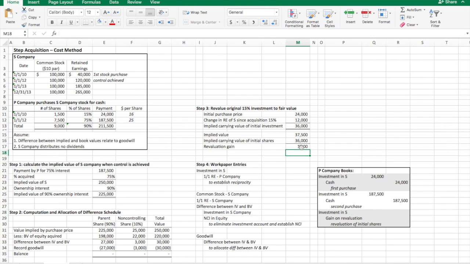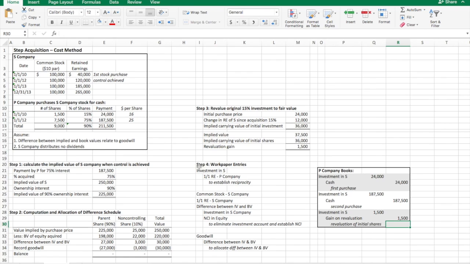And then to see what we do with that revaluation gain, we can look over at the parent company journal entries. And so I've already entered the first two parent company entries that were made for this step acquisition, but then the third entry they make will need to be this revaluation gain. So they're bringing their investment up by $1,500 and crediting a gain on revaluation.